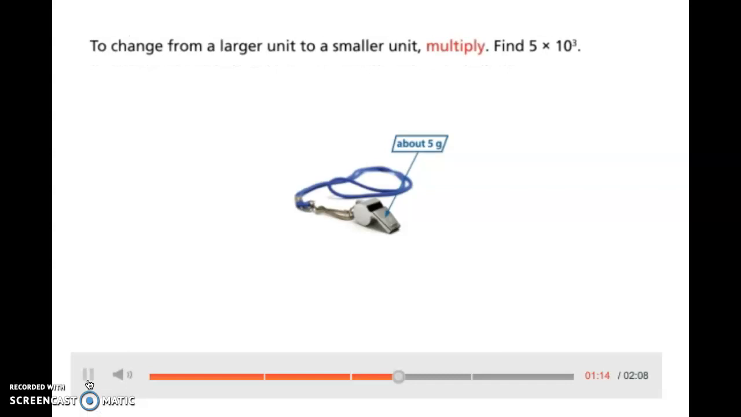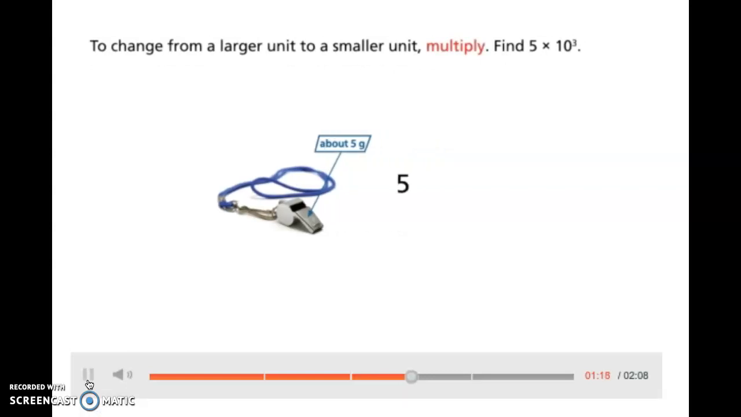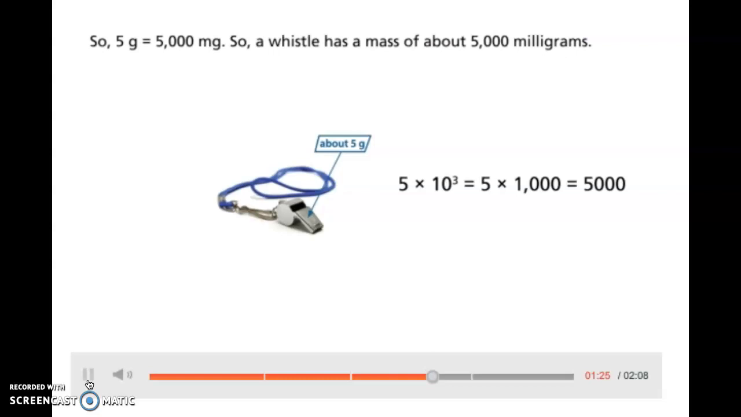To change from a larger unit to a smaller unit, multiply. Find 5 times 10 to the third power. So, 5 grams equals 5,000 milligrams. So, a whistle has a mass of about 5,000 milligrams.